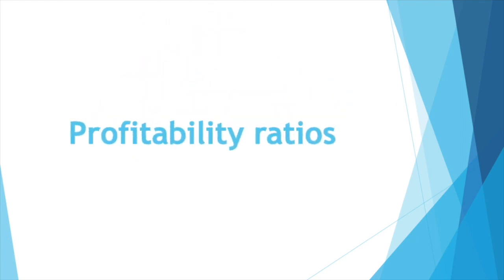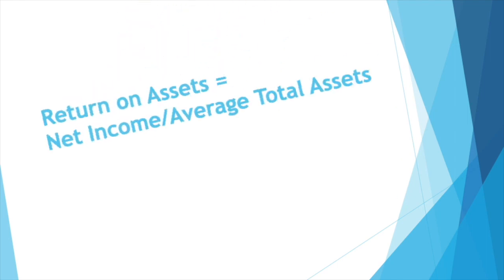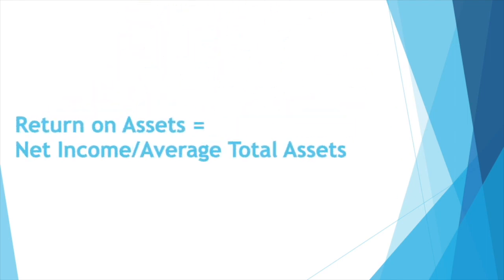The second set of ratios are profitability ratios. Accountants use these ratios to measure a business earnings versus its expenses or costs. Here are some common profitability ratios. Return on assets equals net income divided by average total assets. The return on assets ratio indicates how much profit businesses make compared to their assets or out of their assets.